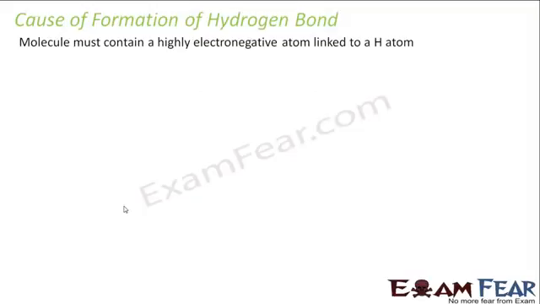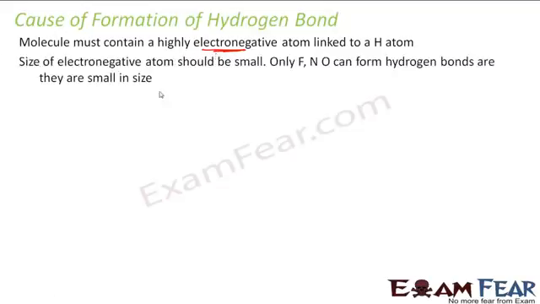Why do we have hydrogen bond? Molecules that contain a highly electronegative atom linked to a hydrogen atom have a hydrogen bond. And the size of the electronegative atoms will be very small. So that's why only fluorine, nitrogen and oxygen can form hydrogen bond, because they are electronegative plus their size is small. So please note, only fluorine, nitrogen and oxygen form hydrogen bond in a molecule which has a hydrogen atom and one of these atoms, fluorine, nitrogen and oxygen.